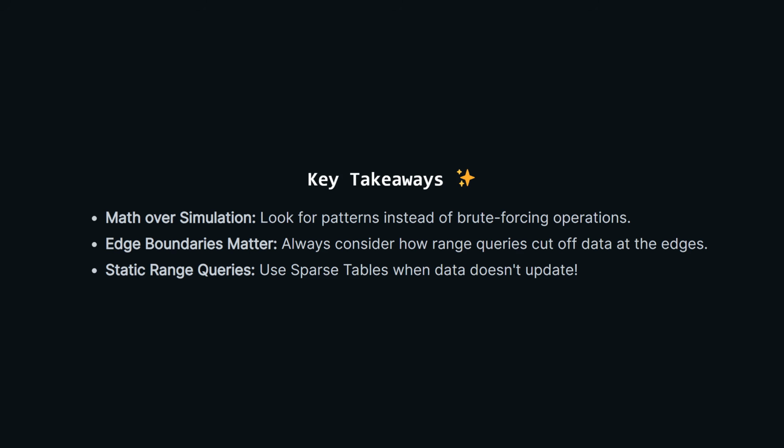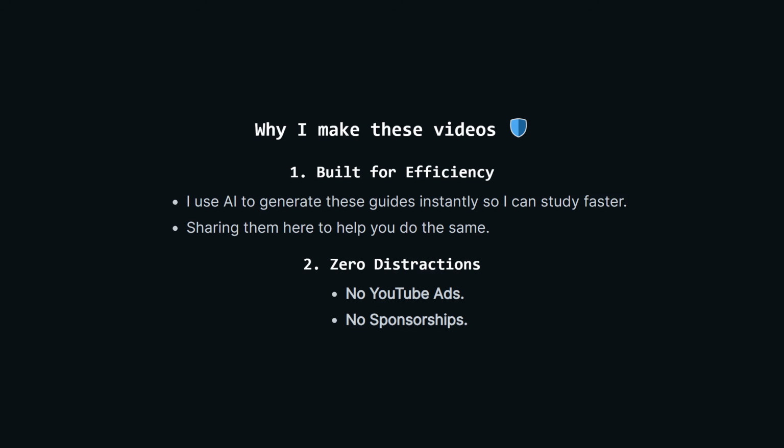First, always look for mathematical shortcuts instead of simulating complex rules. Second, when dealing with substring queries, pay close attention to how your boundaries cut your data. And finally, if you need to query ranges on an array that never changes, a sparse table is a fantastic tool. We are going to look at the other languages in just a second.